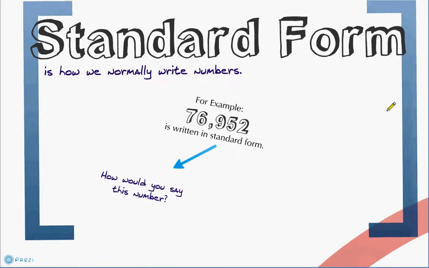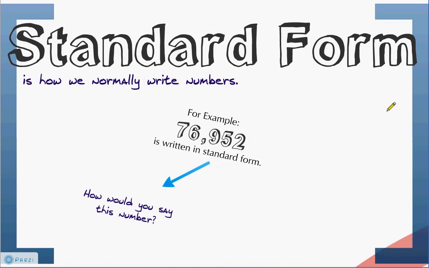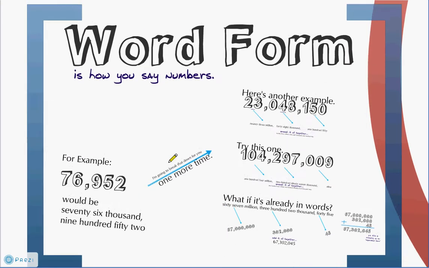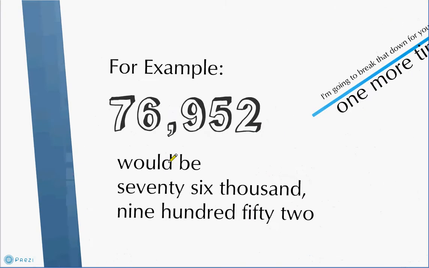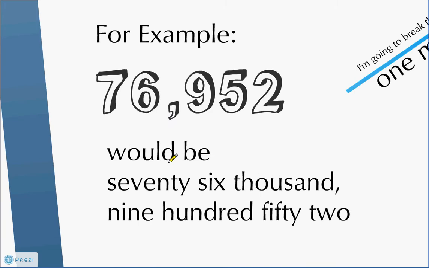For example, take a look at this number here. It's written in standard form. How would you say this number? How would you say that? Okay, that's what word form is going to be. Word form is how you say numbers, or how you write them out with words, okay? So, for example, this number, 76,952, would be written like this.